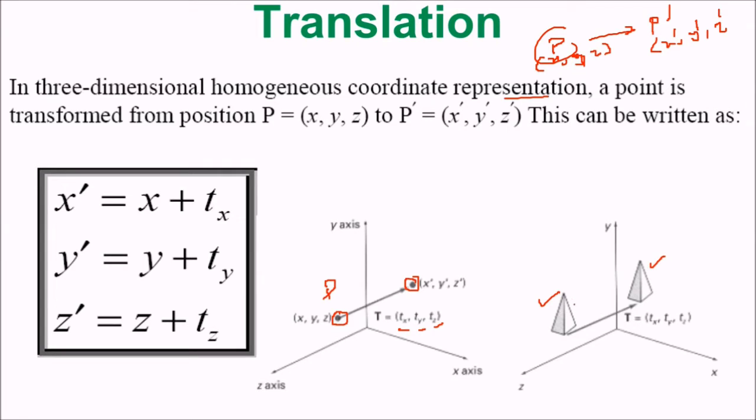If it is a 3D object, all points will be translated, and the expression will be given by every x being added with tx. We add them, and this is the new location. Y will add up with ty, that is the y-axis translation, y dash, and then z will be added with tz, that is the translation with respect to the z-axis, z dash.